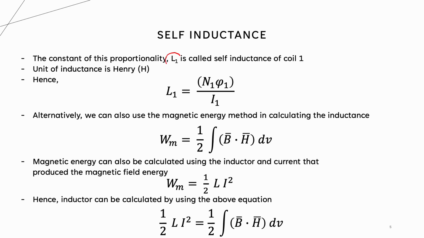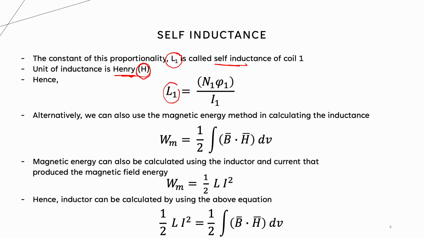So L is called L1, which is called self-inductance. It produces its own inductance based on the current that is supplied to that part. The unit of inductance is written as Henry, which has the symbol H.